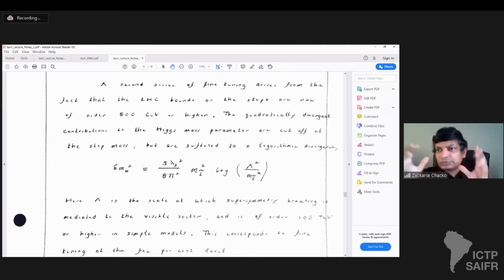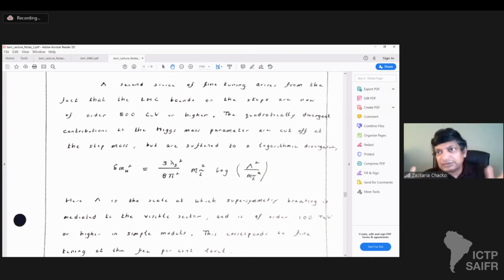So what happens is when you put in the stop, you do get rid of the quadratic divergences, but you're left with a log divergence. And you might say, well, what is this lambda here? Lambda is the scale at which supersymmetry breaking is mediated to the visible sector. Remember, in those models I showed you, there's some sector that mediates supersymmetry breaking. So lambda is the scale at which that mediation happens.